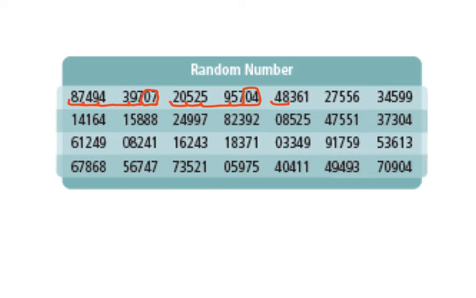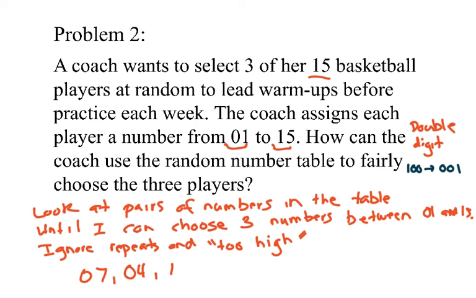Then we go 48, 36, 12. 12 is the last number that I'm looking for. So now I have 3. Now if I'd used a different row, I would have gotten different answers. And that's okay, because it's supposed to be random. Everybody has an equal chance of being chosen.